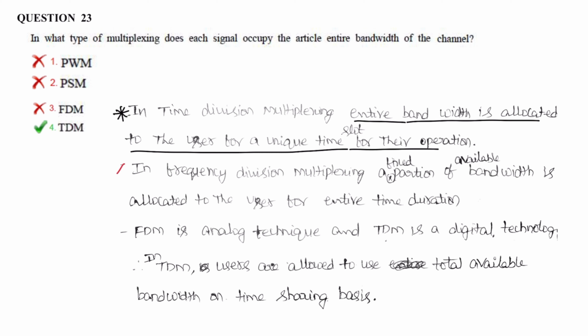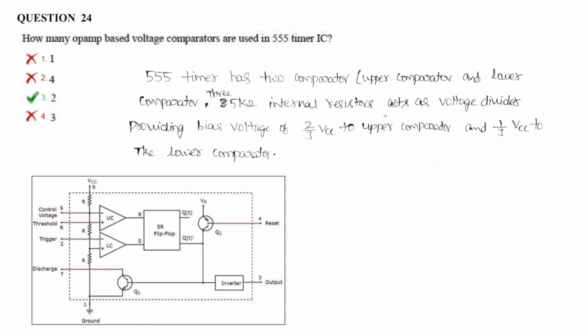Whereas in case of frequency division multiplexing, a fixed portion of available bandwidth is allocated to the user for the entire time duration. FDM is an analog technique, whereas TDM, time division multiplexing, is a digital technology. In TDM, users are allocated to use total available bandwidth on time sharing basis. Correct answer is TDM.